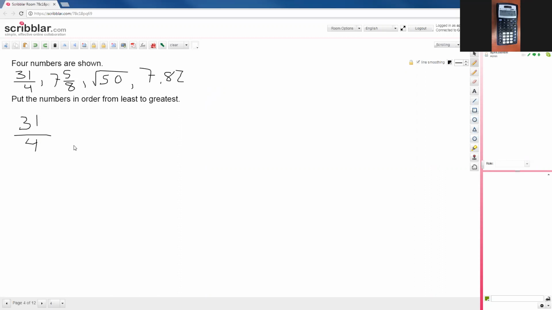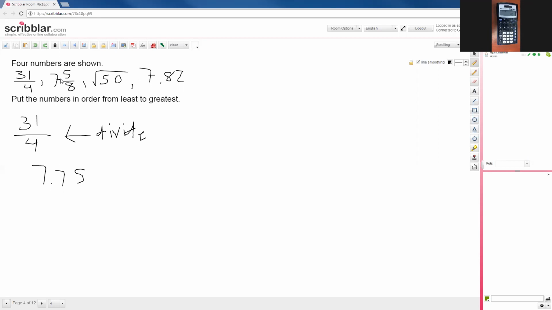If you have an answer, you can type it in the chat box, or you can unmute yourself and say it to all of us. Good. The fraction bar means to divide. Anytime you want this as a decimal, we want to actually do the division. So 31 divided by 4 gives us 7.75. This time we did not want the fraction.